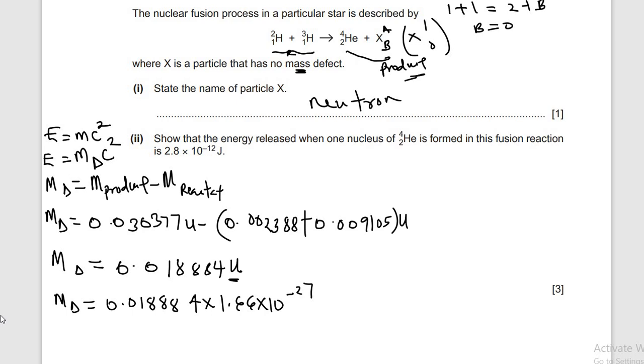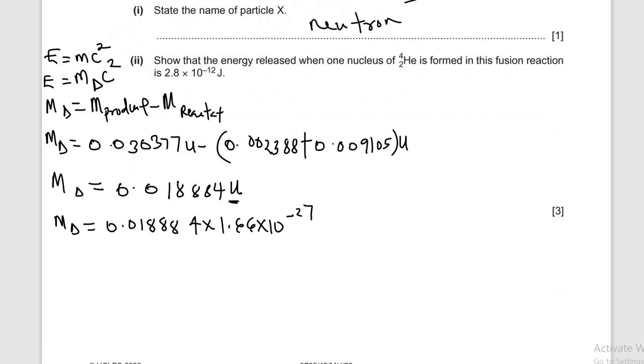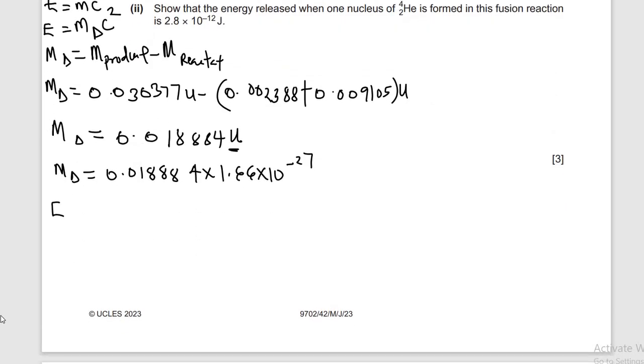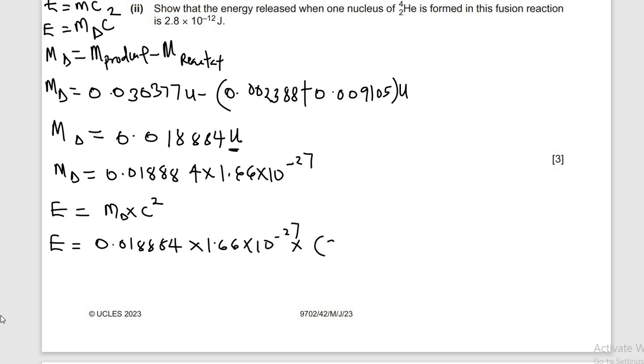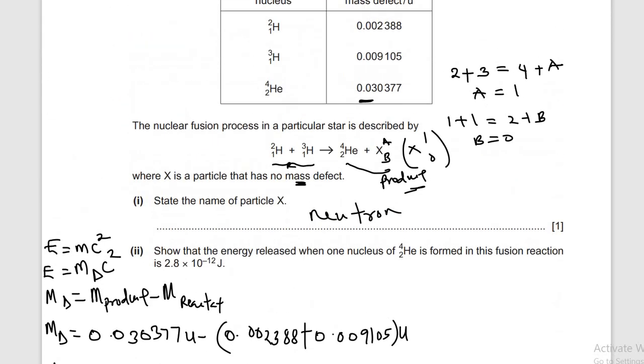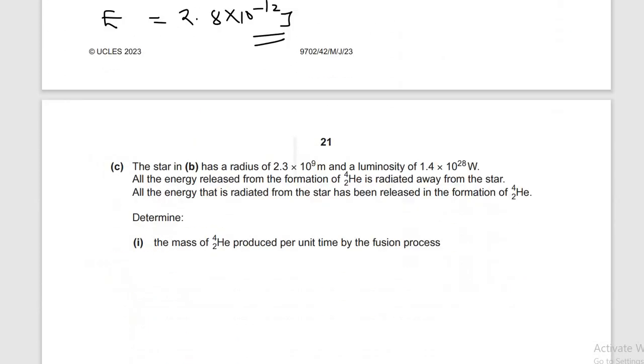So we can now get the energy. Remember that energy is mass defect multiplied by the speed of light squared. So the mass defect is 0.018884 times 1.66 times 10 to the minus 27, times the speed of light, 3 times 10 to the power 8, all squared. Now the energy will be 2.8 times 10 to the power minus 12 joule. That's what they asked us to show.